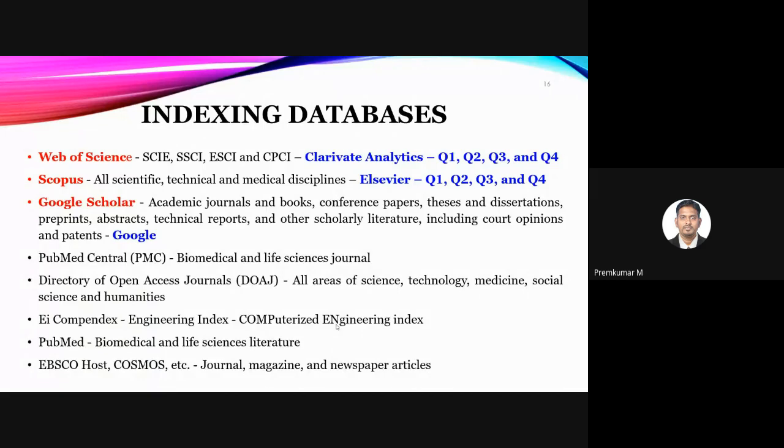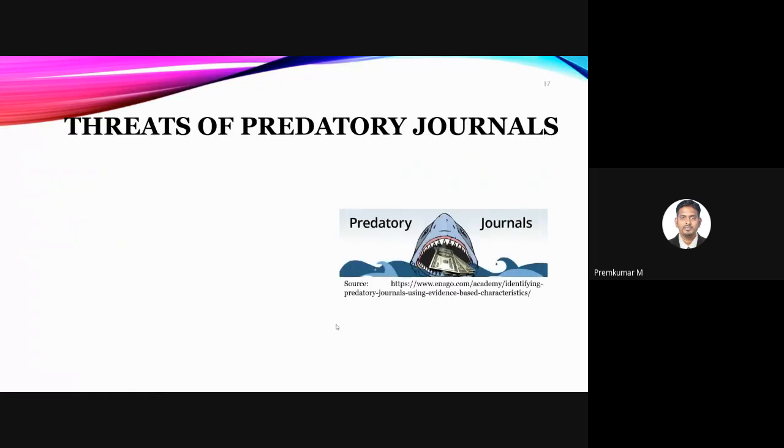Apart from that, Google Scholar indexing is also available, but Google Scholar will index all types of journals, books, conference papers, theses, dissertations, preprints, abstracts, technical reports, newspapers, magazines, patents, everything. But Web of Science and Scopus will index only research papers, review papers, short communication papers, letters, and conference papers. Apart from that, none of the other things will be indexed by Scopus and Web of Science. Based on this, you can select the journal.